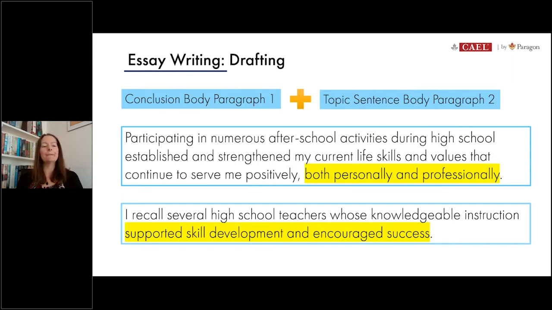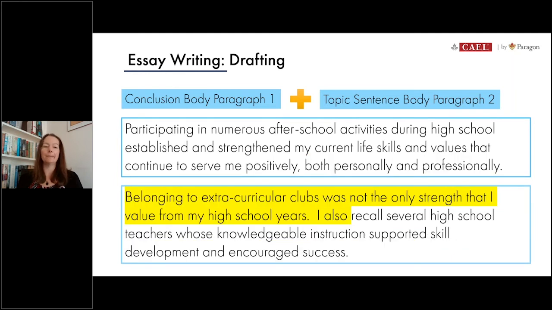And the last little revision I'm going to make here is to write the transitional phrase to start this second paragraph. So remember, up top, I've just finished talking about these extracurricular activities. So in my new paragraph at the bottom here, I'll mention that first, and then I'll bring it around to my new idea with the teachers. So now I'm going to try. Belonging to extracurricular clubs was not the only strength that I value from my high school years. I also recall several high school teachers, and I continue on from there.